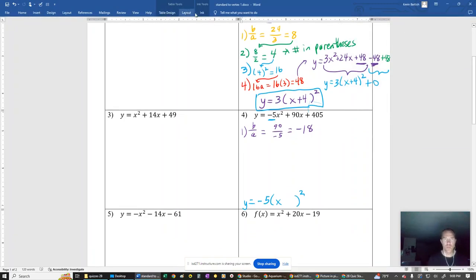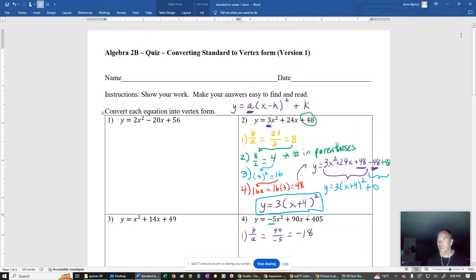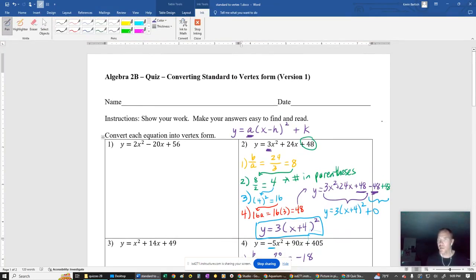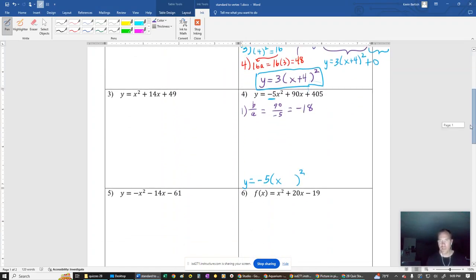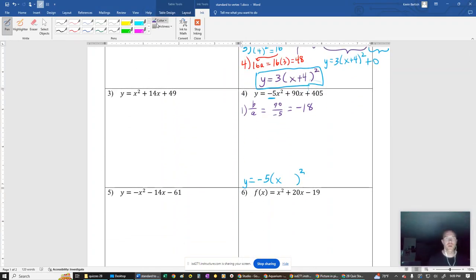Step 2 for this process. Sorry, I'm struggling with my word processor right now. Here we go. Step 2 says we're going to take the result of the previous step and divide by 2. The 2 is part of the formula. So take the previous result, divide by 2. So negative 18 divided by 2 is negative 9. And that's the number in the parentheses.